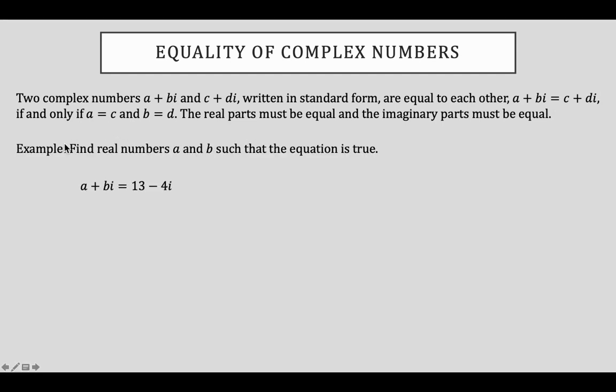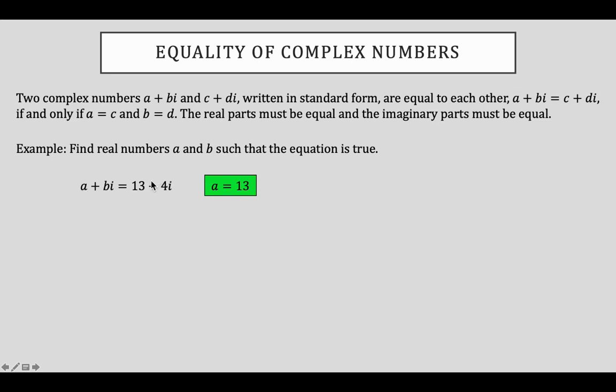For example, find real numbers a and b such that the equation a plus bi is equal to 13 minus 4i is true. Let's take a look at the right-hand side of the equation. Notice that the real component of this complex number is positive 13. That would mean that the real component of the complex number on the left-hand side would also have to be positive 13. Notice that a corresponds to the real component of the left-hand side. Therefore, a must be equal to 13. The real parts must be equal.